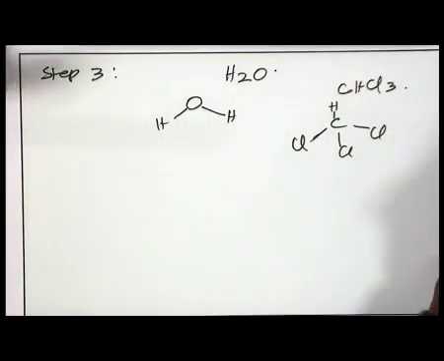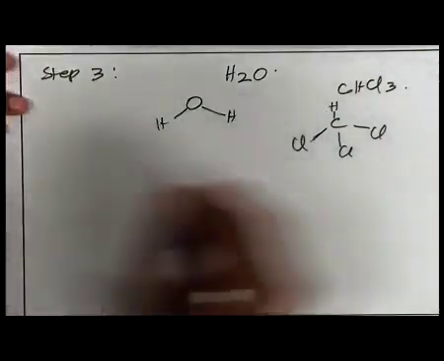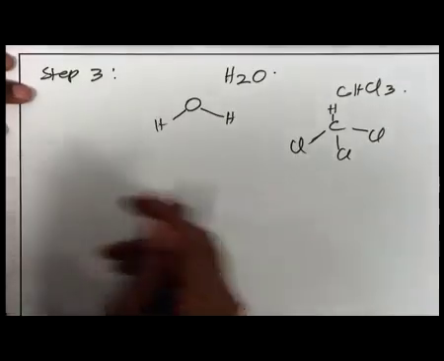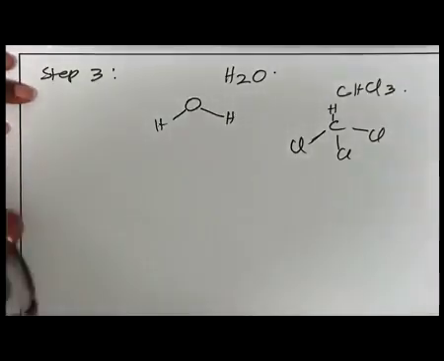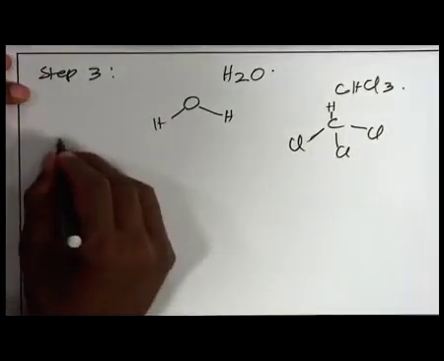A single bond refers to 2 electrons. Then the next step is to subtract.